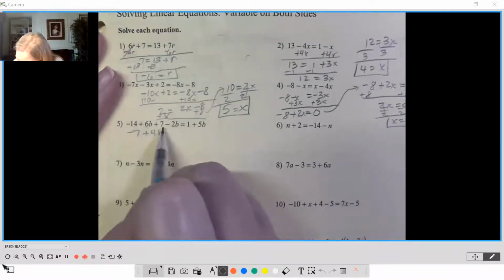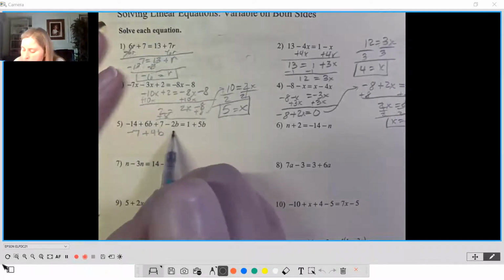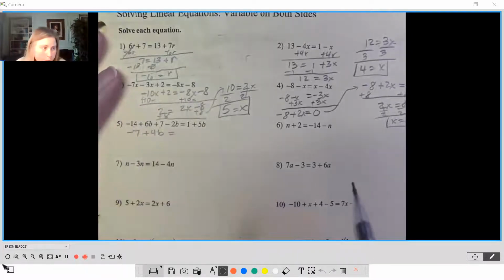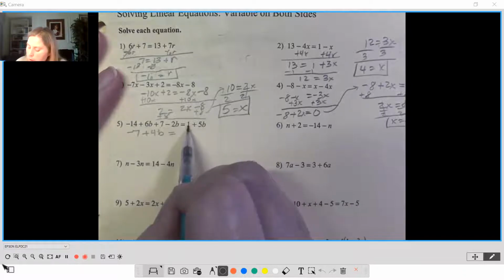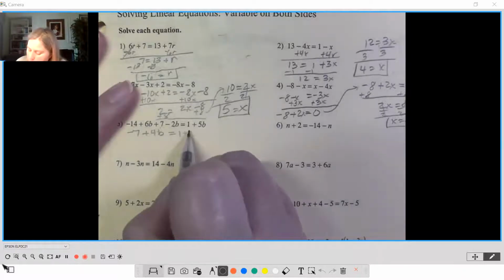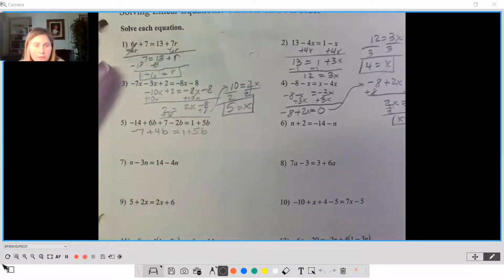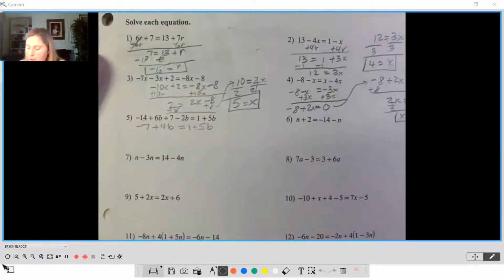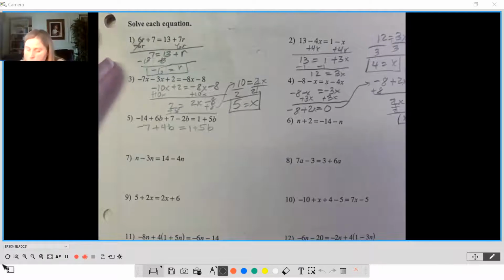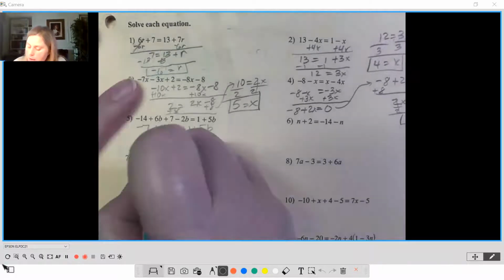We got our numbers here, variables there. Bring down the equal sign. And that leaves us with 1 plus 5b. On the right side, we didn't need to combine like terms. That was already simplified. So we needed to simplify the left side before we start solving. And then we can go ahead and combine like terms by getting our variables together on the same side.